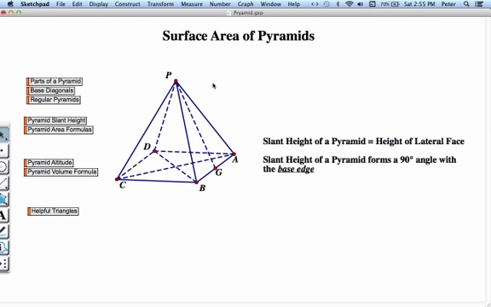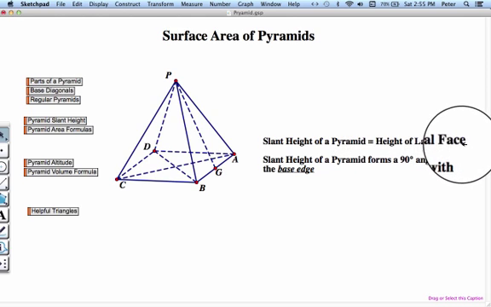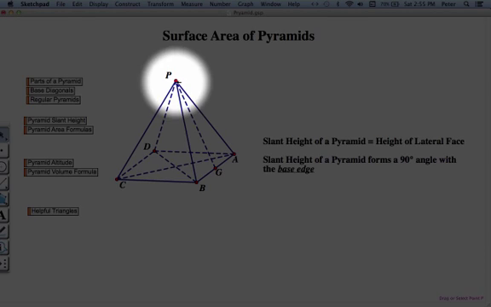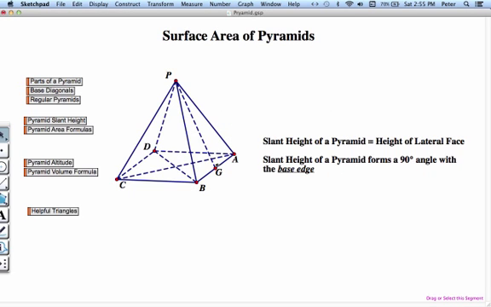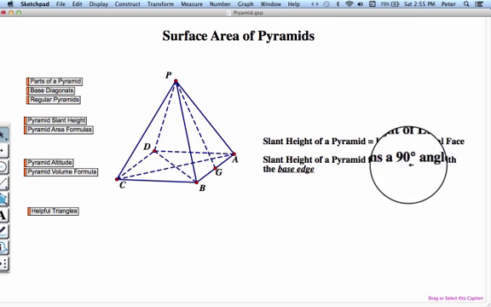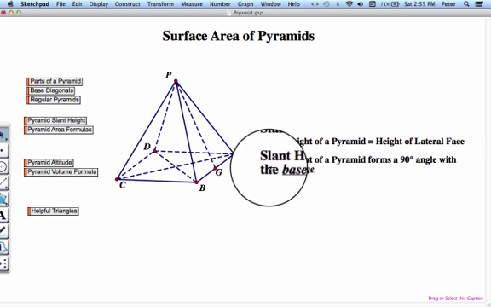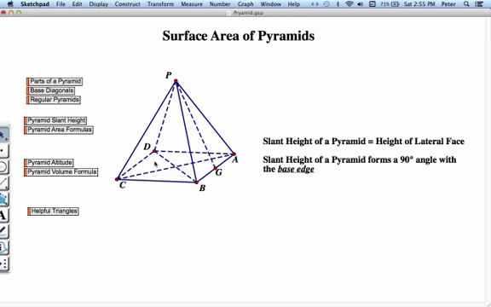The pyramid's slant height is the height of a lateral face. So each of the lateral faces is a triangle. The pyramid's slant height stretches from the vertex down to the midpoint of a base edge in a regular pyramid, and it meets that base edge at 90 degrees because it is the height of that triangular face.